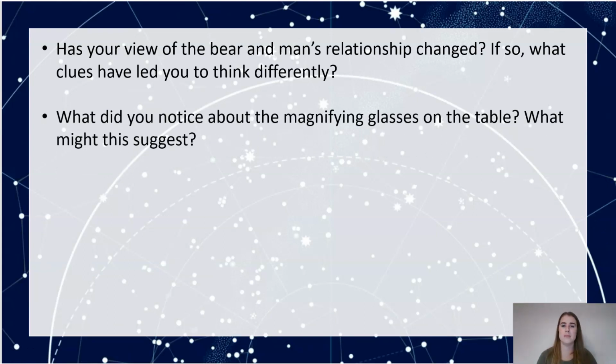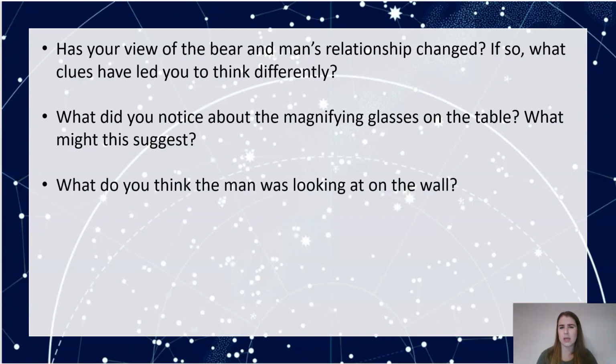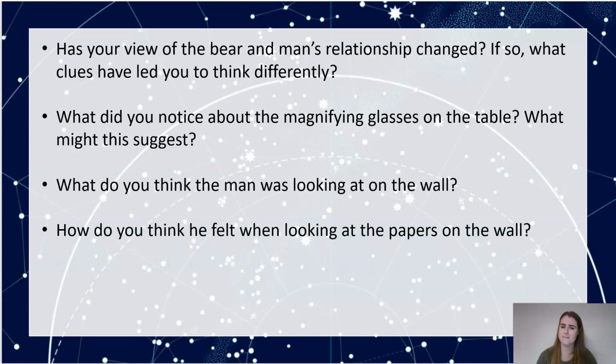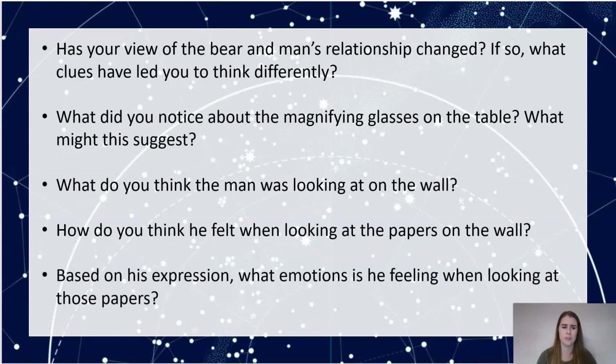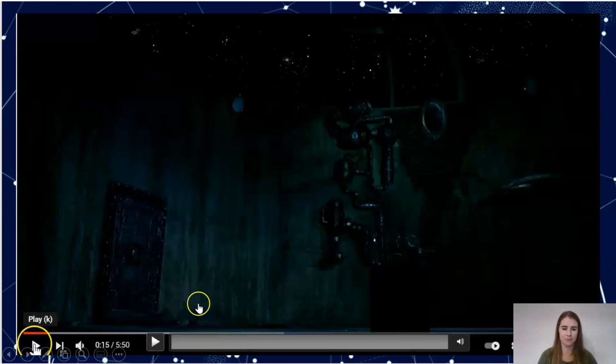So has your view of the bear and the man's relationship changed? If so, what clues have led you to think differently? What do you notice about the magnifying glasses on the table and what might this suggest? What do you think the man was looking at on the wall? How do you think he felt when looking at the papers on the wall? And based on his expression, what emotions is he feeling when he's looking at these paintings or papers on the wall? So I'm going to show you another clip now, and I want you to have a think about those questions, and then I'll let you pause the video and just jot them down, and then we'll go through them together.